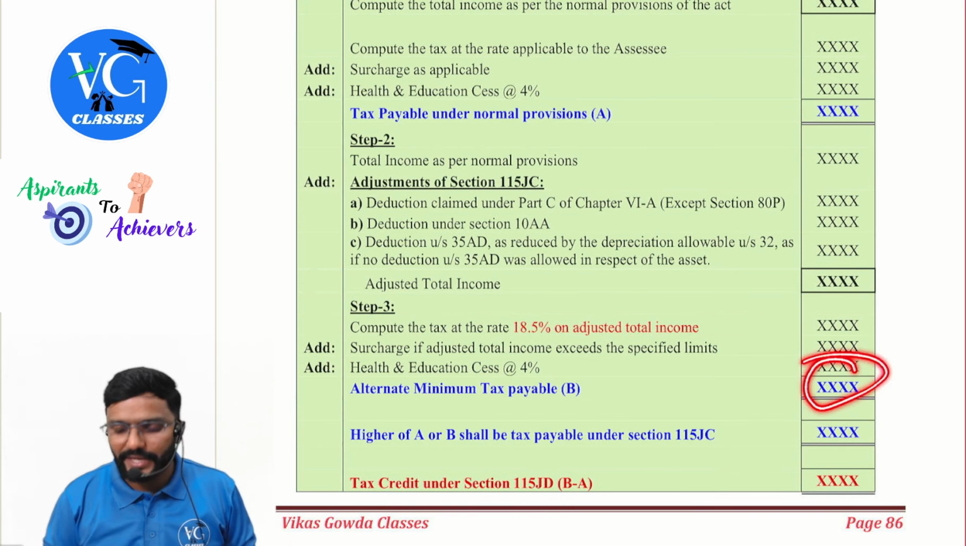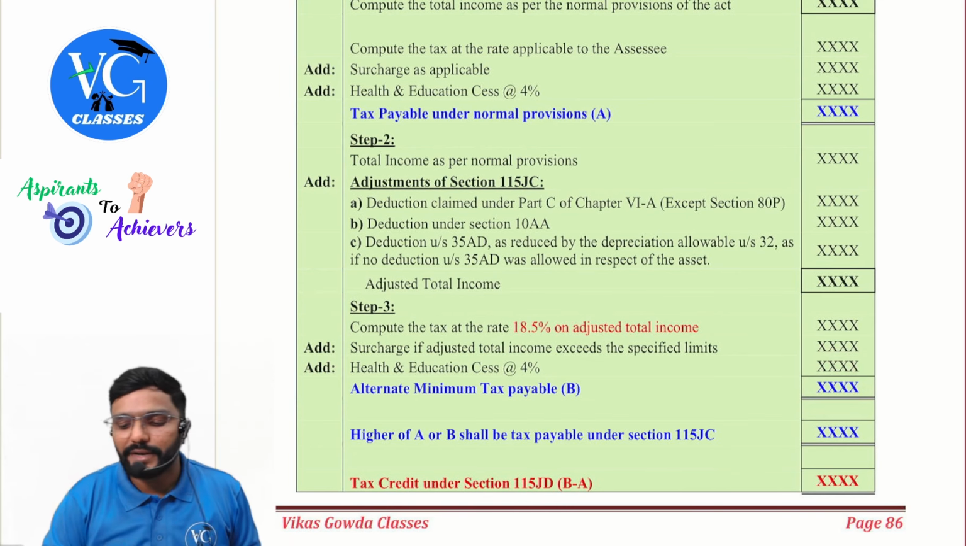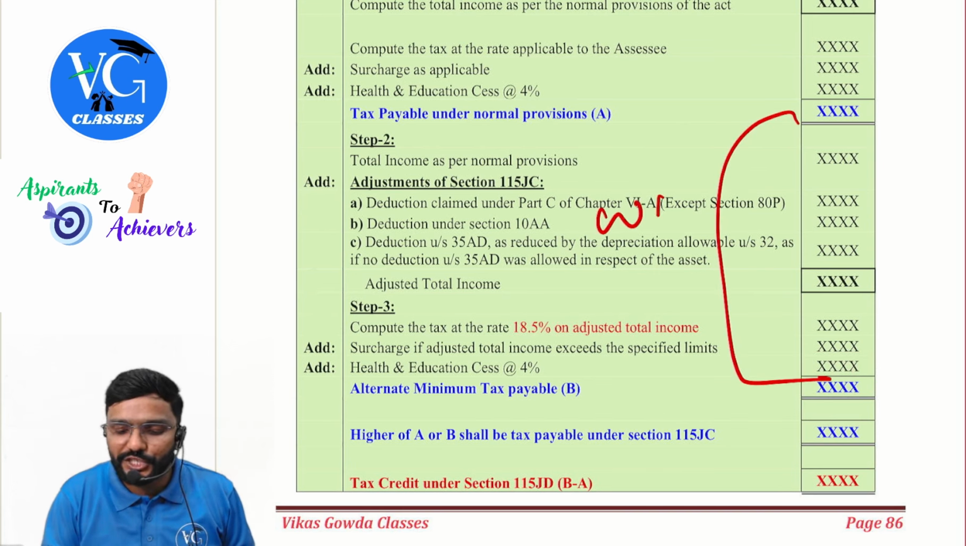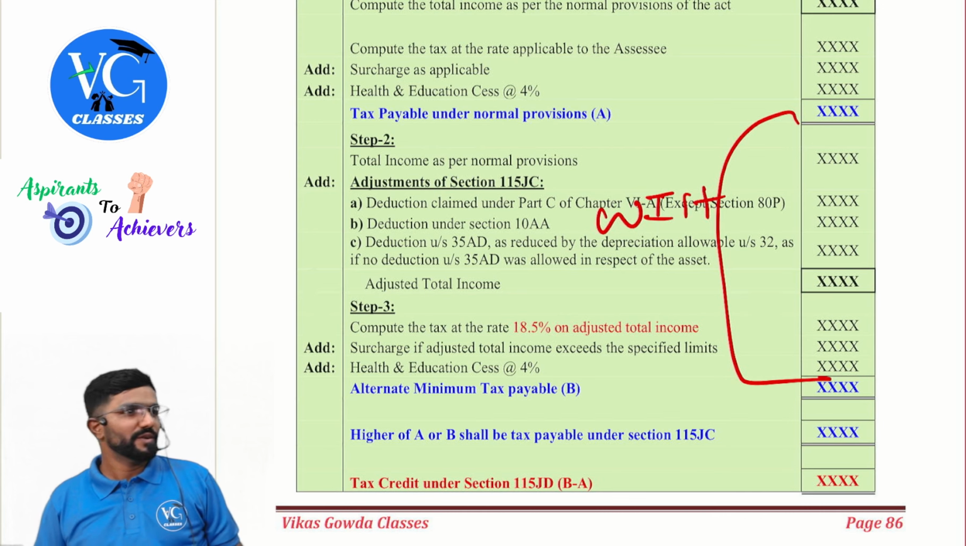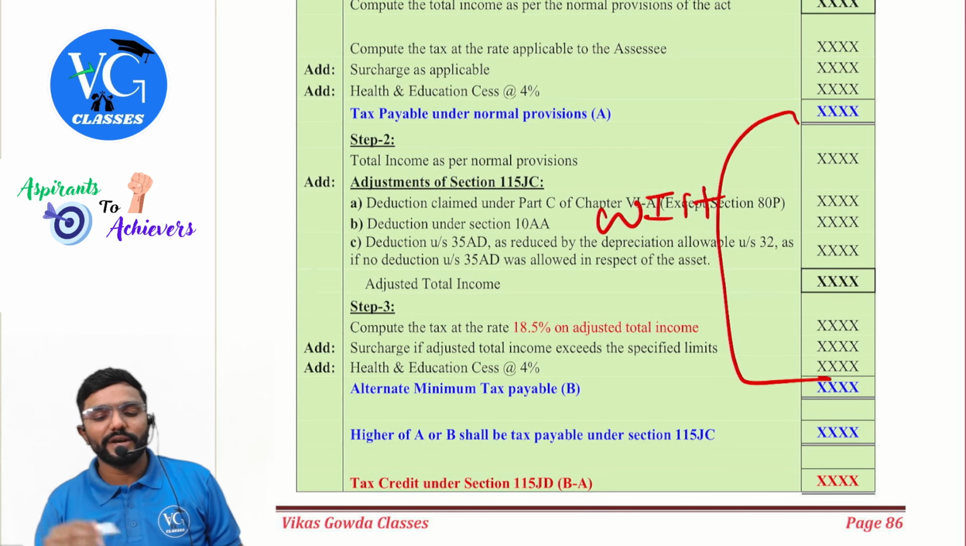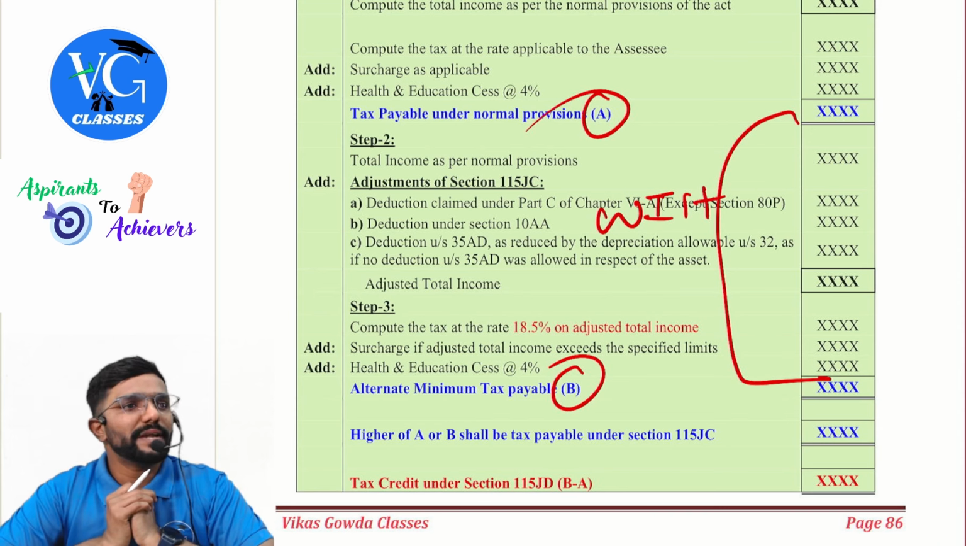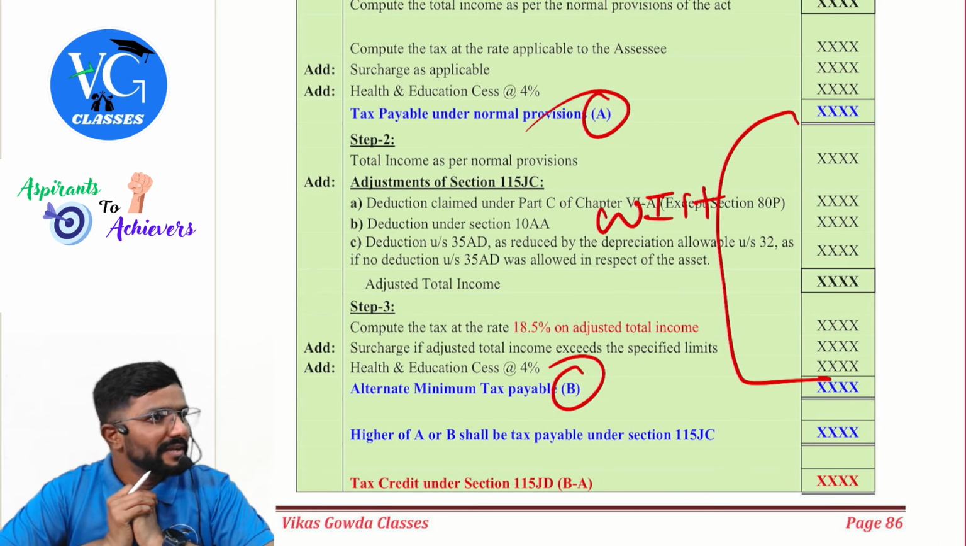We will get AMT, guys. Now compare these two figures. Which one should I pay, sir? Whichever is higher. So I have given the notation B and A. If B is higher, that is AMT, then to the extent of difference, I will get the credit, guys.